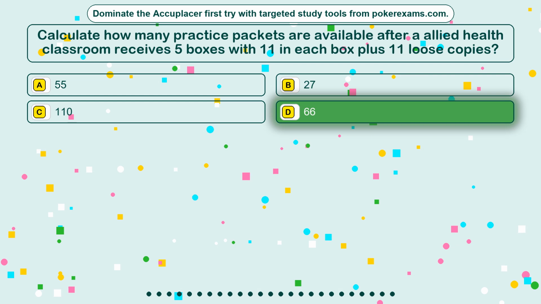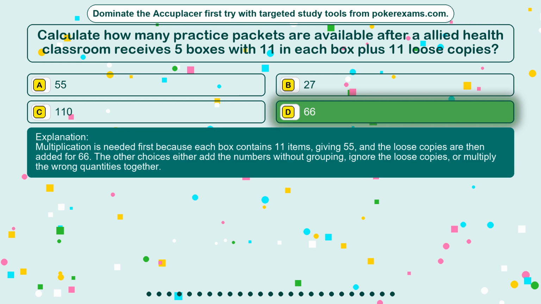The correct answer is option D, 66. Multiplication is needed first because each box contains 11 items, giving 55, and the loose copies are then added for 66. The other choices either add the numbers without grouping, ignore the loose copies, or multiply the wrong quantities together.